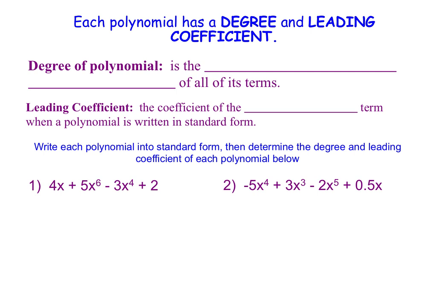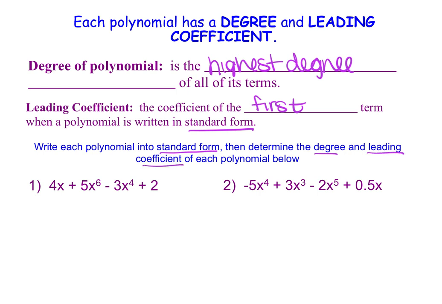So now we're going to talk more specifically about what the degree of a polynomial is. I know we talked about putting things in order from highest degree, but the degree of a polynomial is a little bit different. The degree of a polynomial is the highest degree of all of its terms, and the leading coefficient is the coefficient of the first term in a polynomial when a polynomial is written in standard form. So what we're going to do with each of these is write them into standard form, then determine their degree and their leading coefficient.